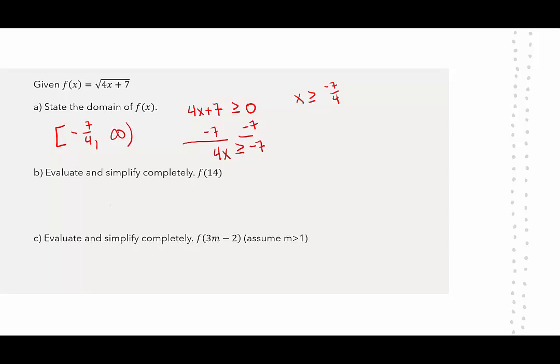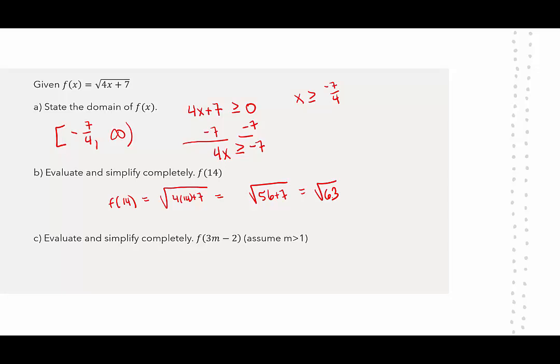This means I'm going to go into the function, and anywhere I see an x, I replace it with a 14. And 14 is part of my domain, right? Because it is in between negative 7/4 and infinity, so I'm good to go. I have 4 times 14 plus 7. And 4 times 14, that's 28, 56. 56 plus 7, we end up with the square root of 63.